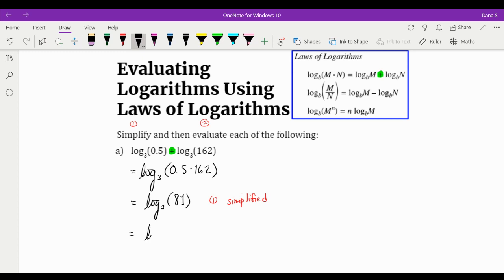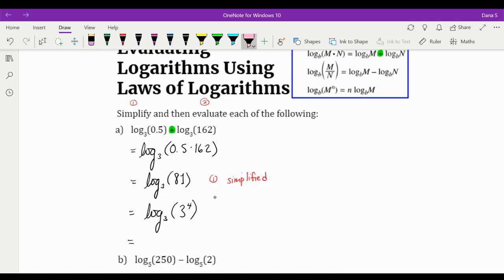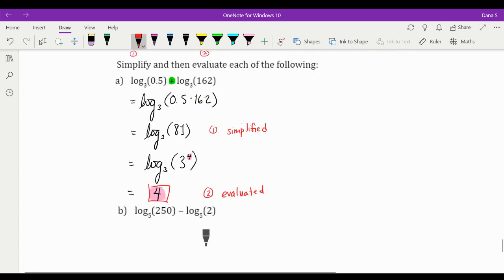What we want to ask ourselves is, 3 to what exponent produces an answer of 81? 3 raised to the exponent of 4 is equivalent to 81. So this logarithm evaluates to 4. So this would be evaluated. Evaluated means what does it equal as a numerical value?